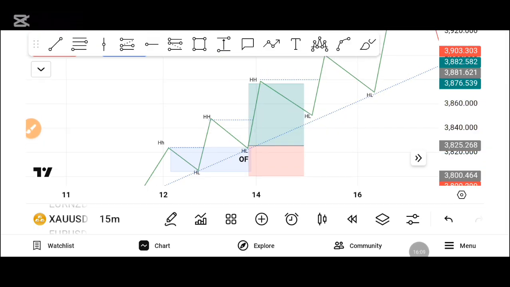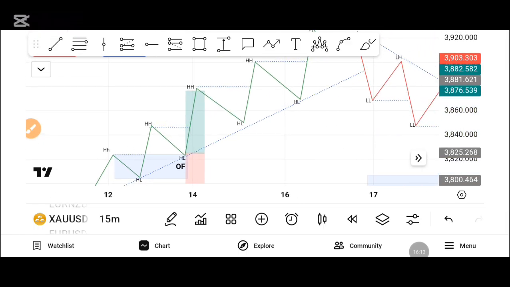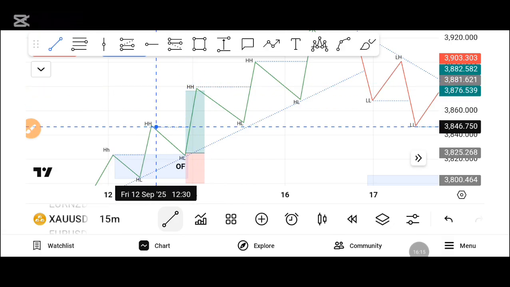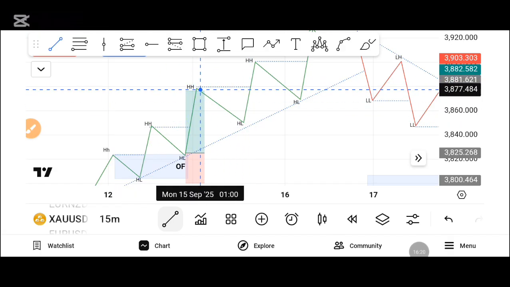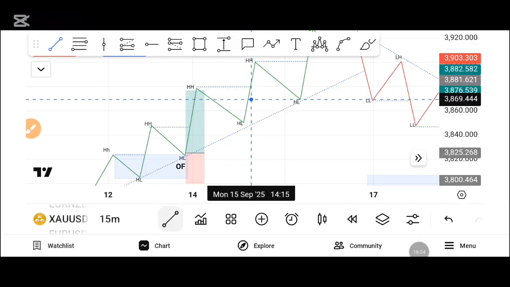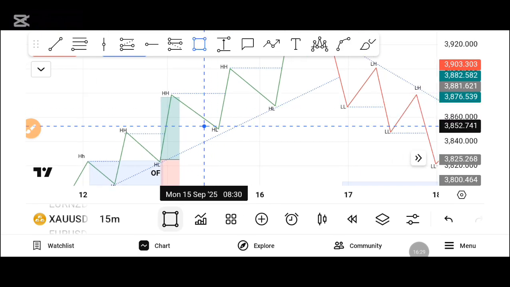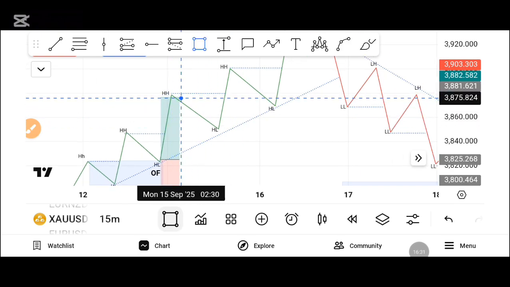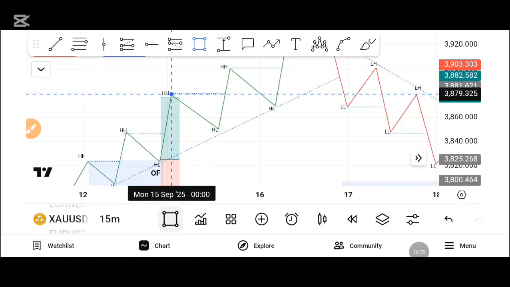Alright, so let's keep moving. So after a break of this high here, price retraces back here, gives us a break of this high also. After a break of this high here, you can also mark out your POI. Alright, mark out your POI. This is your POI. This is your sell before this buy. So this is your order flow. Alright, this is your order flow.